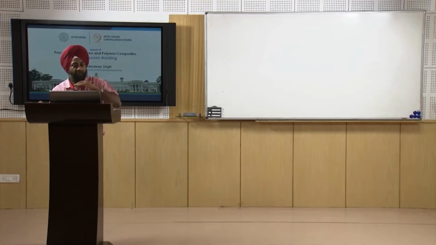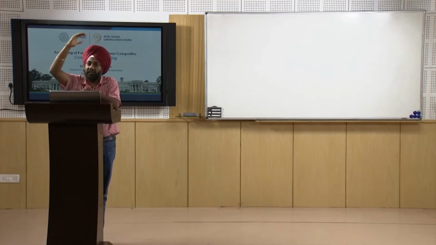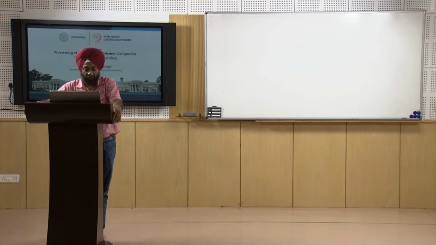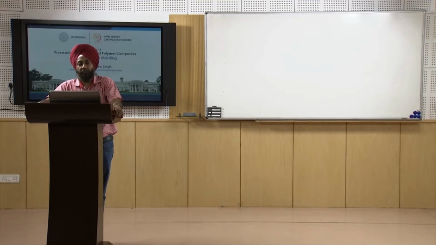This mold cavity will have heat from all the directions, so it will be a heated mold. We can apply heat from bottom, top and even from the sideways also. So there will be heat that is supplied to the mold, there is a pressure that is acting on the mold, and finally by the application of heat and pressure we will be able to produce our composite part. Heat and pressure is applied, as I have already highlighted, as per the requirement for a defined period of time. The third thing that I had missed was the period of time. So there has to be a time domain also.